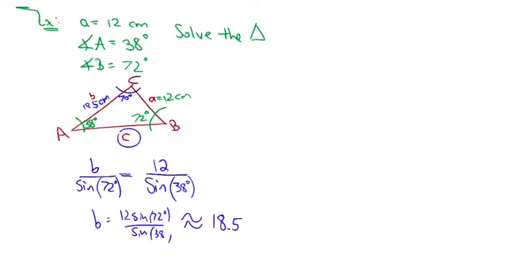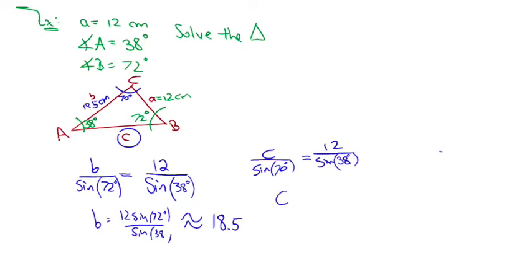Set it up again. And you go c over. Oh, can I use the Pythagorean theorem? No. Why? Because it's not a right triangle. Well, mine is. I don't care how your drawing is. It's not a right triangle. There's no 90 degrees there. So c over sine of c, 70. We needed that 70 degrees just to do this one. Equals, choose the one you didn't find. In other words, don't use the 18.5. Use the 12. So it'll be 12 over sine of 38.